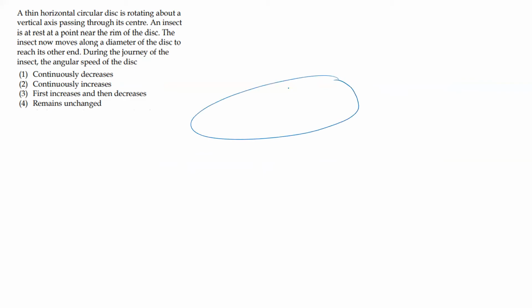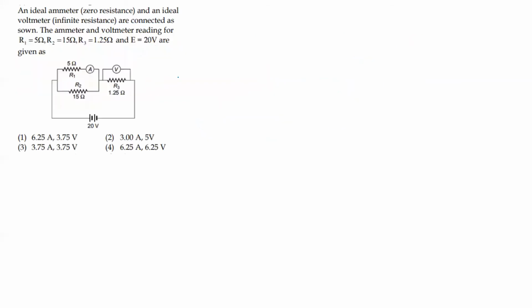Very simple. Follow the law of conservation of angular momentum. When the insect moves from here, moment of inertia decreases. I omega is equal to constant. So moment of inertia decreases, angular velocity increases as it approaches the center. Again, it is moving to the other end, then moment of inertia increases, angular velocity decreases. So first increases, then decreases.